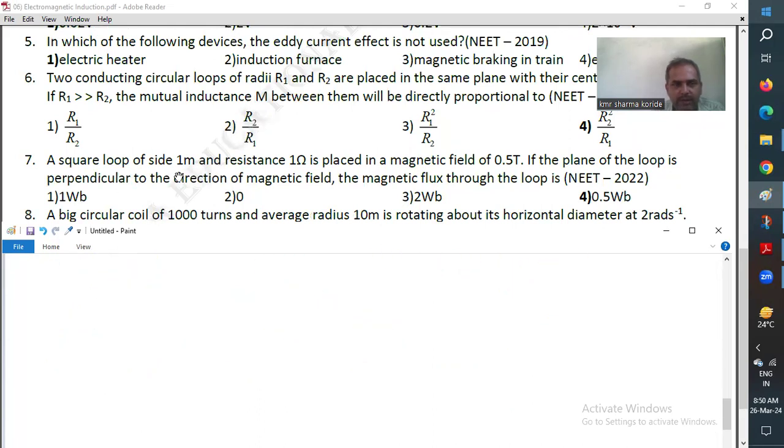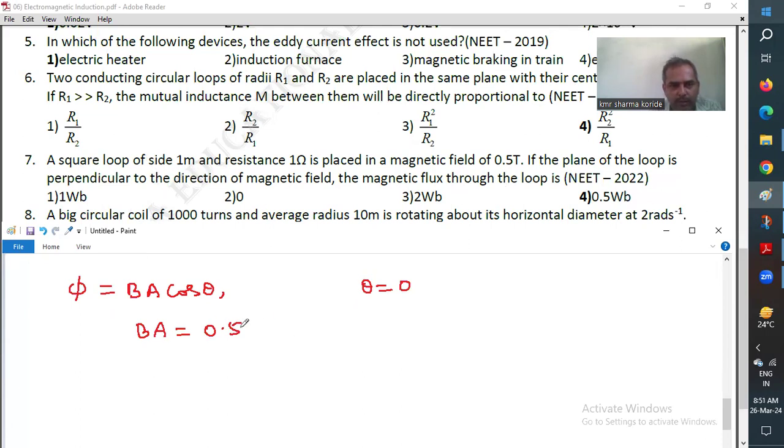A square loop of side 1 meter and resistance 1 ohm is placed in a magnetic field of 0.5 tesla. The plane of the loop is perpendicular to the direction of the field. Again, the normal will be parallel to the field. So therefore, theta will be 0. We need to find out the flux. So get back the formula of flux, B into A, that is BA cos theta. Remember, theta is equal to 0. We just need to write only B into A. Now, how much is B? 0.5.